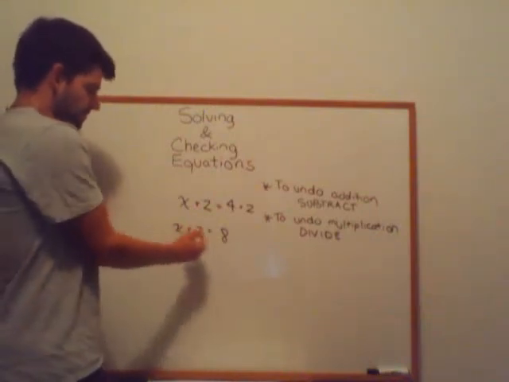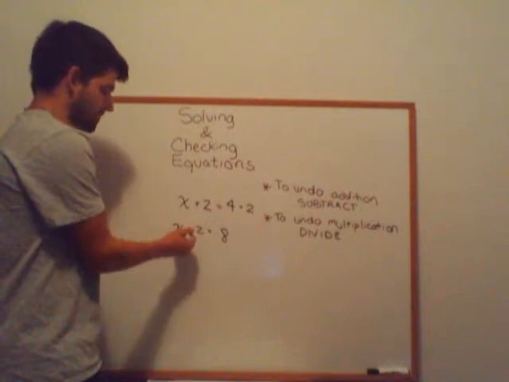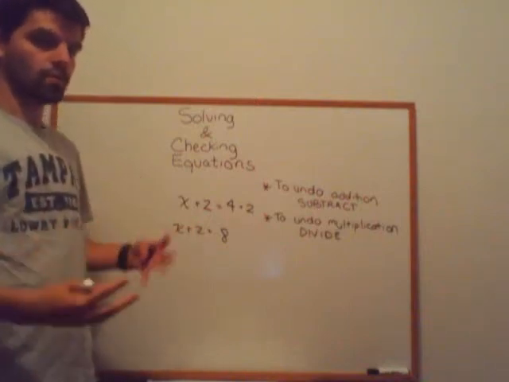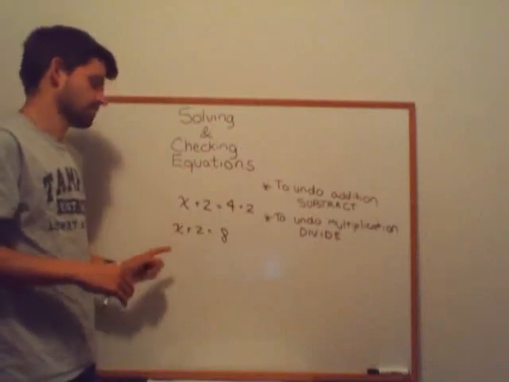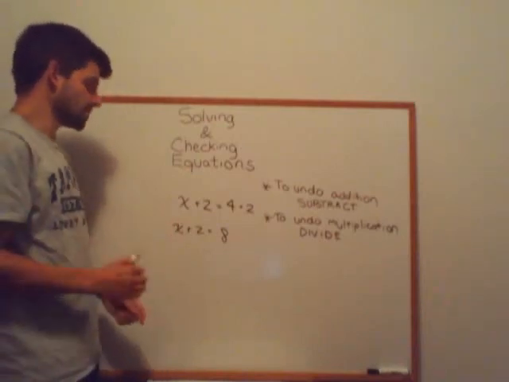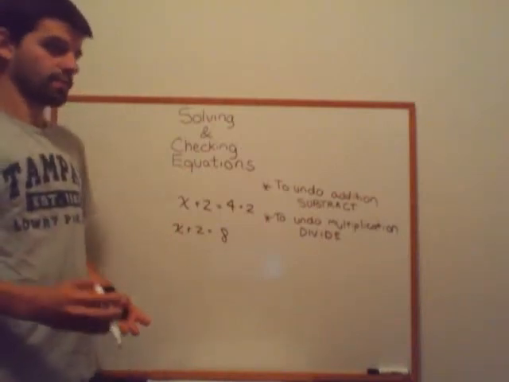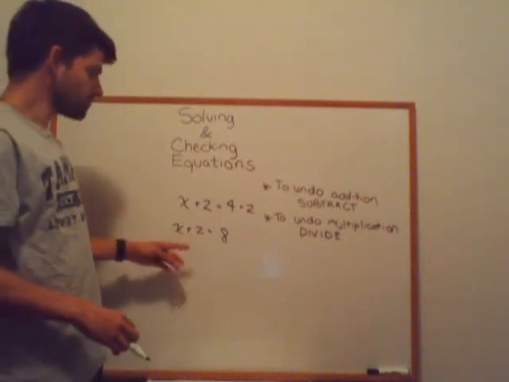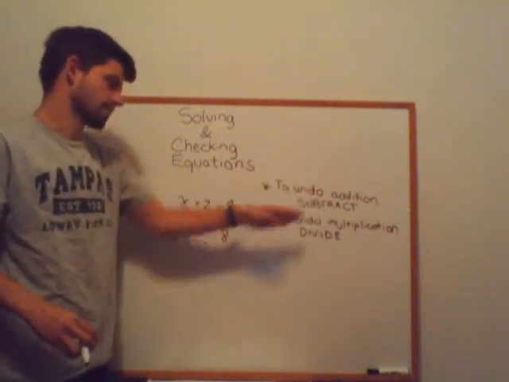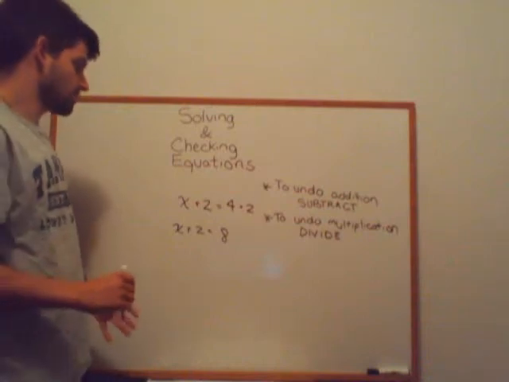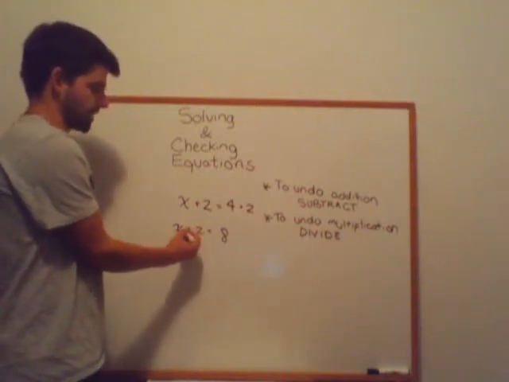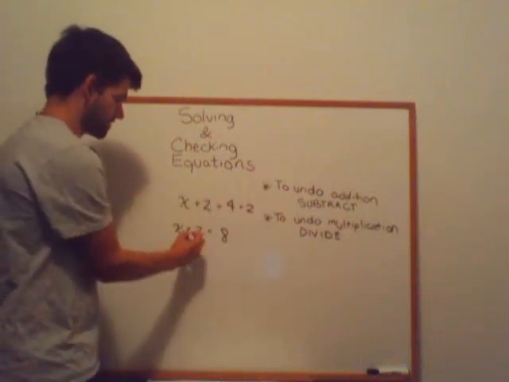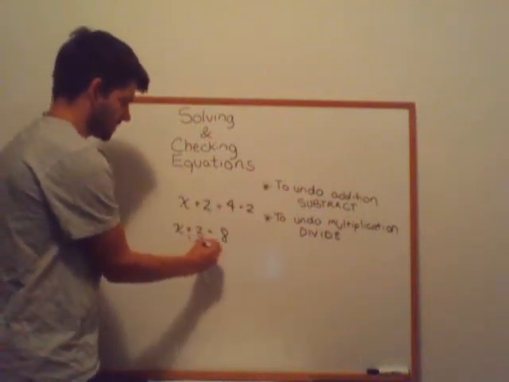Now what we're going to do is try to get the variable alone. That's the main goal and objective with equations. We're trying to solve for this unknown, and in order to do it we're going to undo whatever is being done to the variable. So in order to undo addition we're going to subtract. What I mean by that is 2 is being added to x. So to undo that we're going to subtract 2 from that.